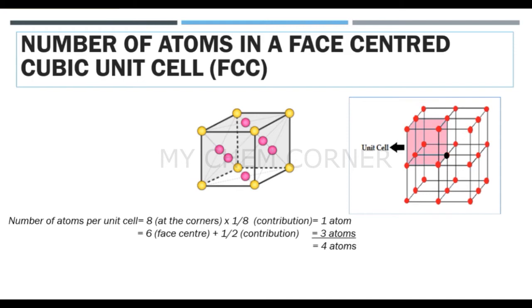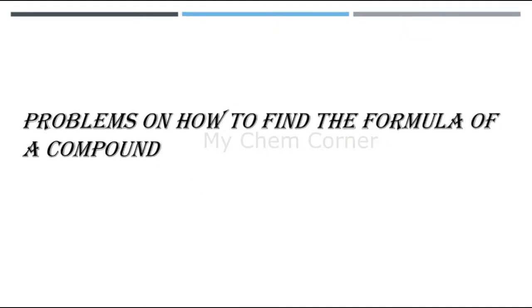We looked into the 7 types of primitive cells in a crystal, and then we saw how many atoms actually belong to a particular unit cell. Now we'll look at problems on how to find the formula of a compound. In the last video, we learned how to find the number of atoms that belong to a simple cube, a BCC and an FCC. So we are going to use that information to find out the formula of a compound. Let's see how to do that.